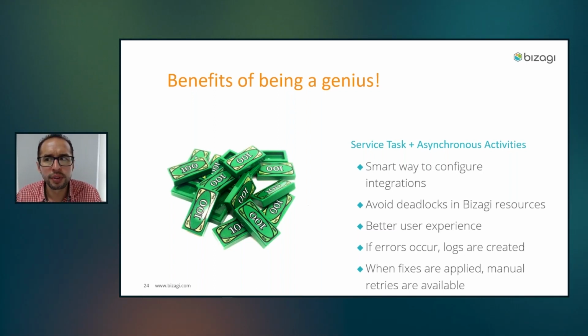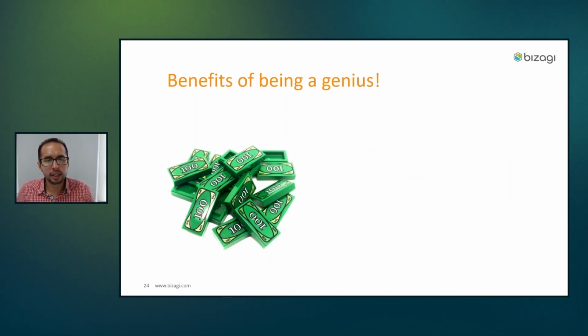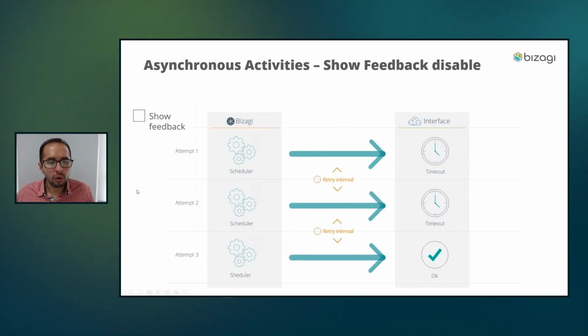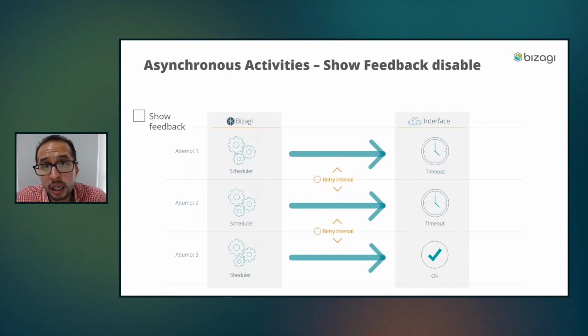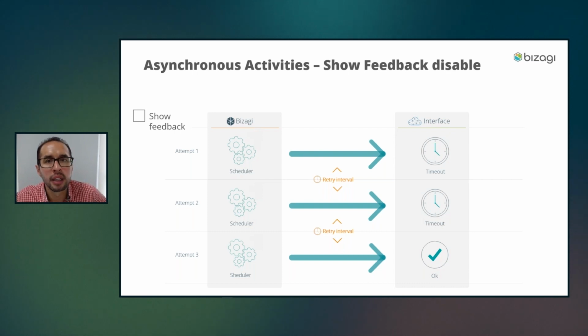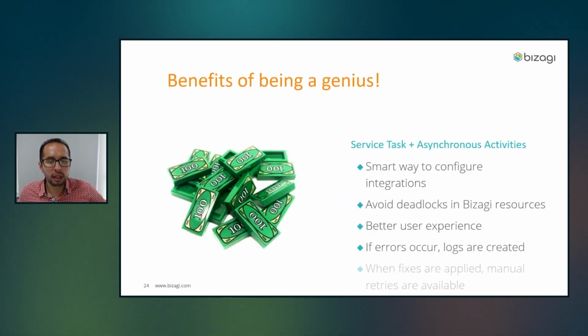For sure, we are going to improve the user experience because we are not going to let them sit in front of the screen waiting for a response from external systems. And one of the great things, and I'm going to go back here, is that if after all the attempts I have set up in the asynchronous activities, all the attempts were unsuccessful, then logs will be created automatically. It means I am going to have a screen where I can see what's happening, how many retries were executed, which error messages we were getting, and we can even retry them manually.